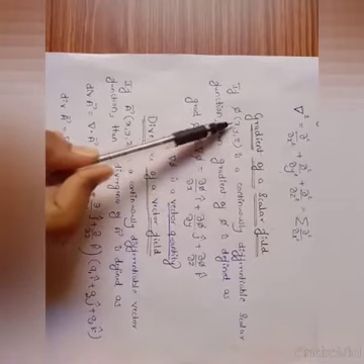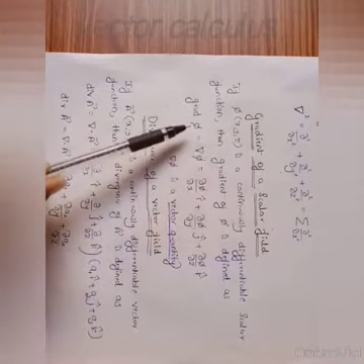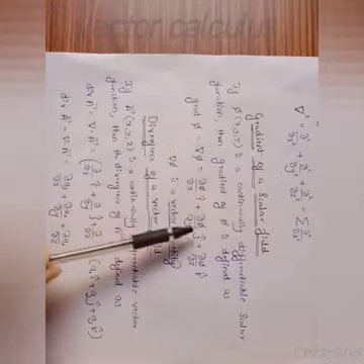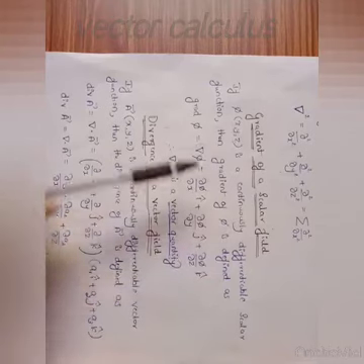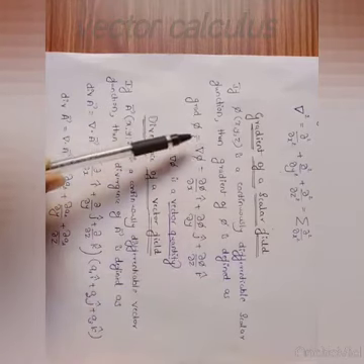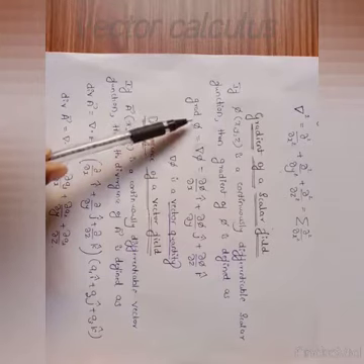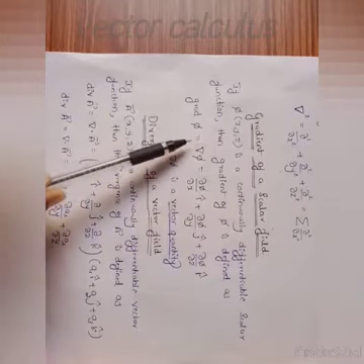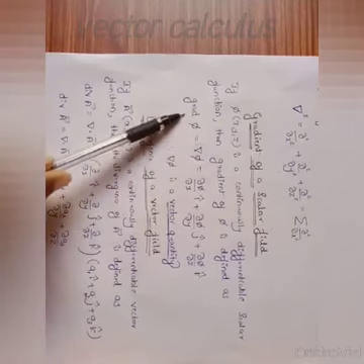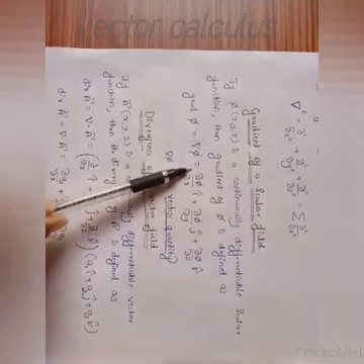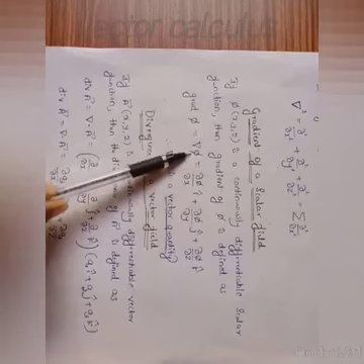Then the gradient of this scalar is defined as dou phi by dou x into i plus dou phi by dou y into j plus dou phi by dou z into k, and it is denoted as grad phi, in shortcut, or it can be denoted as del phi also. Both are the same, grad phi or del phi, that is equal to this operator acting on a scalar function.